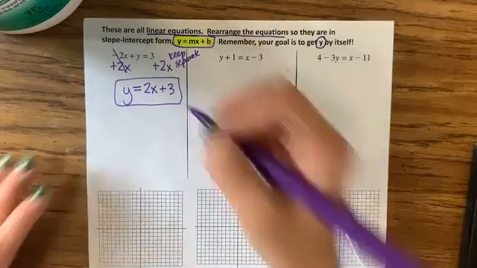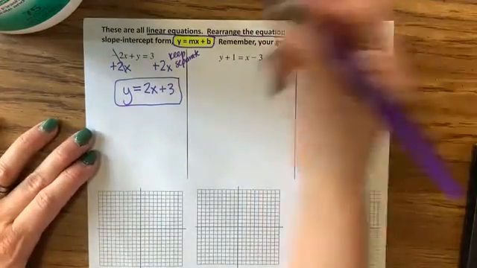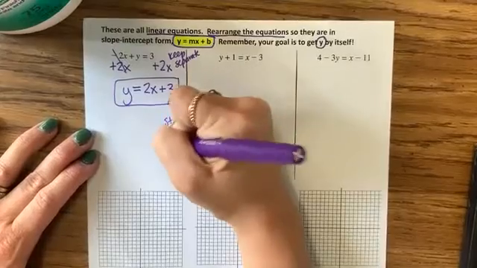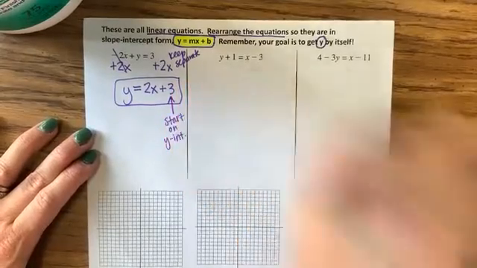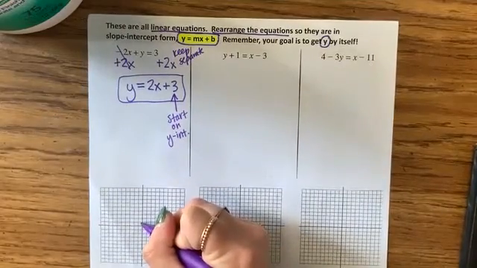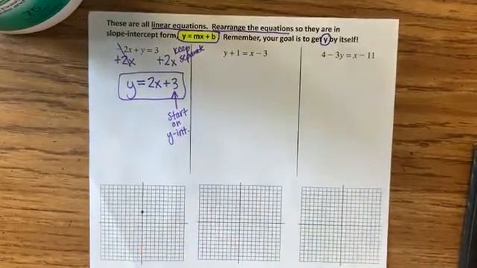How do I start graphing this? We start at the y-intercept, which is 3. So I'm going to put a little arrow here. Start on the y-intercept. So I'm going to go down here. Always start at the origin, which is 0. So I'm going to go 1, 2, 3. That's my first point. That's your start point.